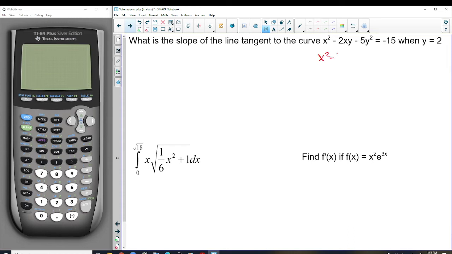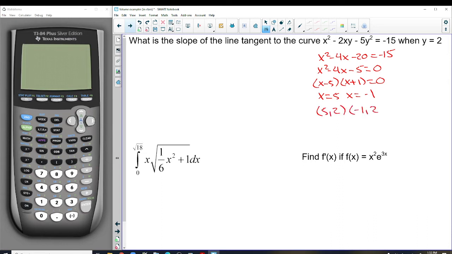X squared minus 4x minus 20 is equal to negative 15. So I plugged 2 in for the y's. Add the 15 over. Factor. So x is 5 and x is negative 1. So we have 2 points to look at, (5, 2) and (negative 1, 2). So a little algebra for you.